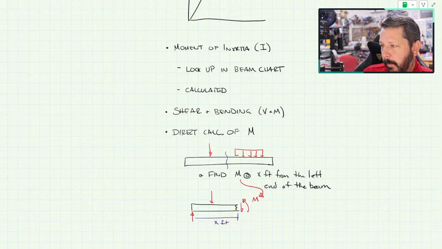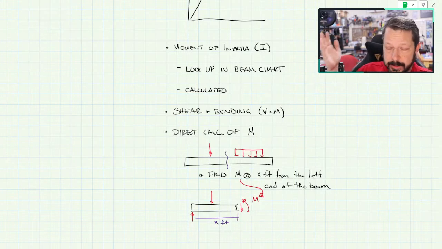There'll be definitely some where you're just given a frame or a machine, it's got some loads, and you find a force in a member somewhere.